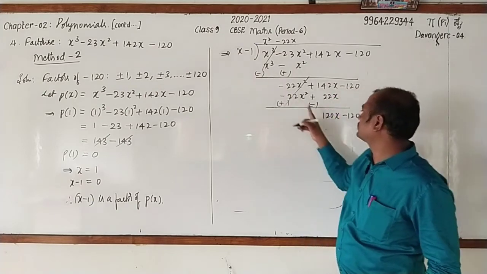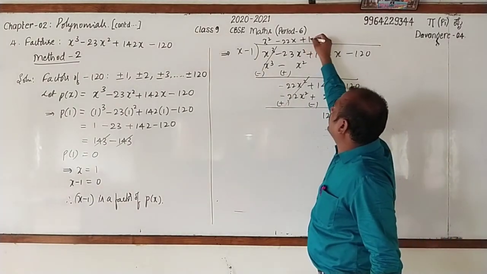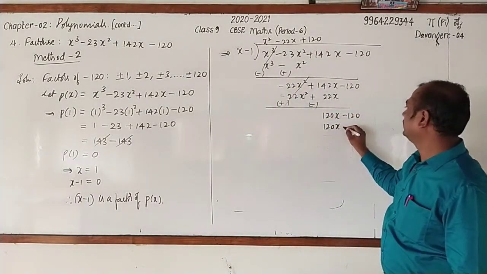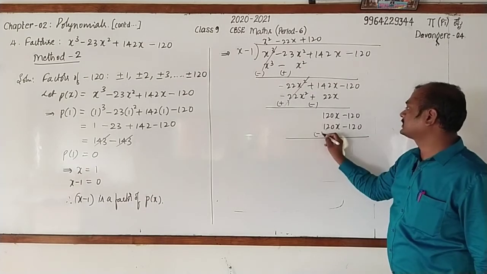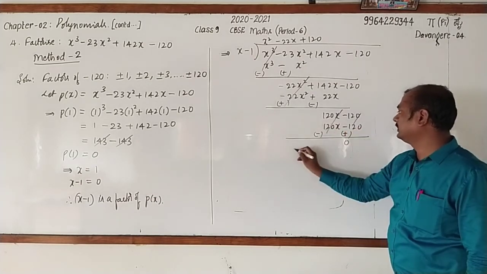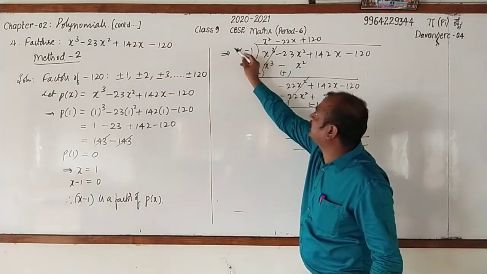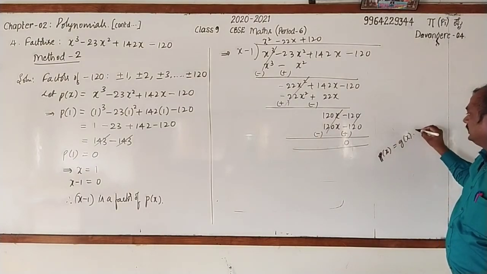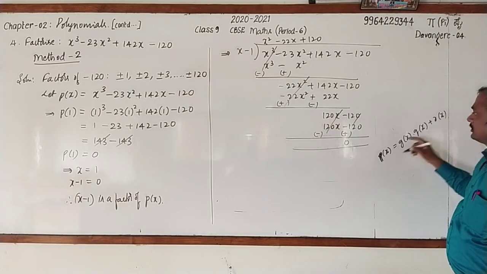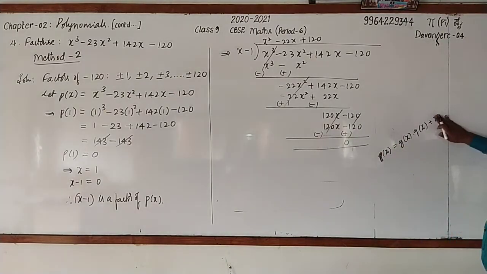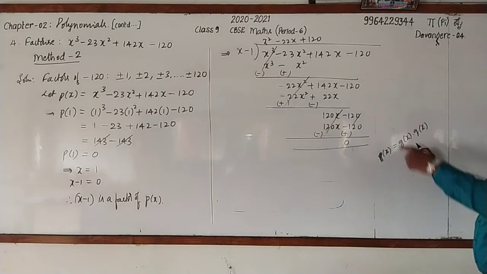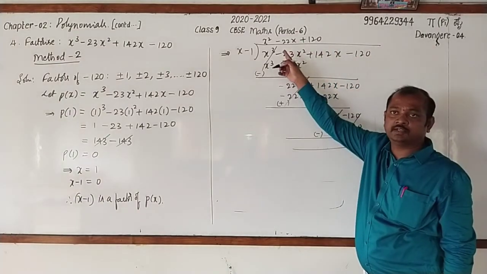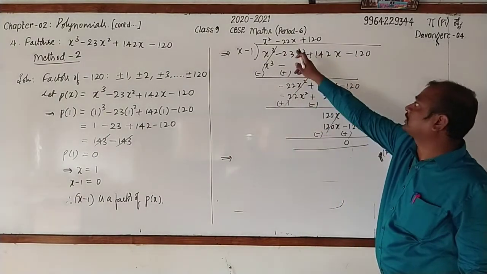What should be multiplied with x to get 120x? It is 120. 120 into x is 120x. 120 into minus 1, it is minus 120. Then this is minus, this is plus. Both get cancelled, it is 0. Got it? X minus 1 is a factor. Observe, we know that p of x is equal to g of x into q of x plus r of x. What is r of x? Remainder is 0. Then g of x is a factor. Then q of x should also be a factor, right? Hence, I go for factorizing this.